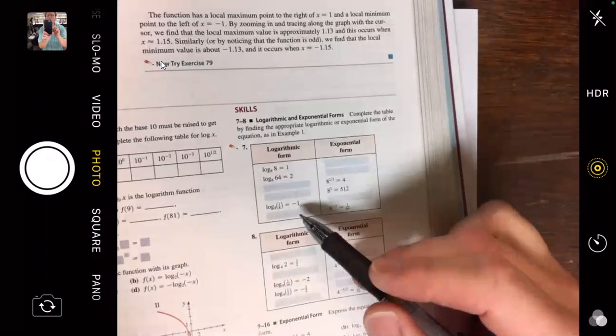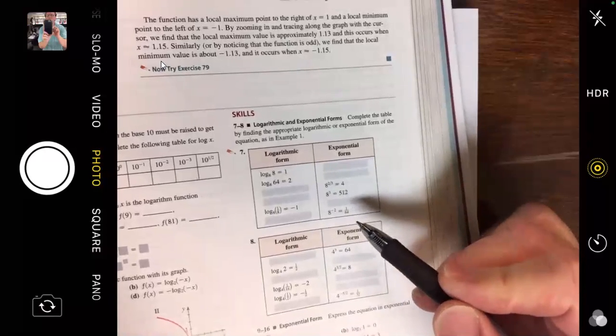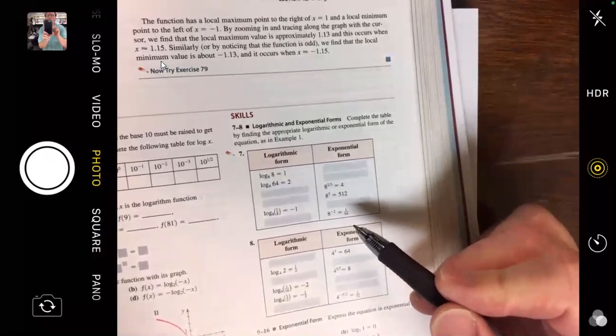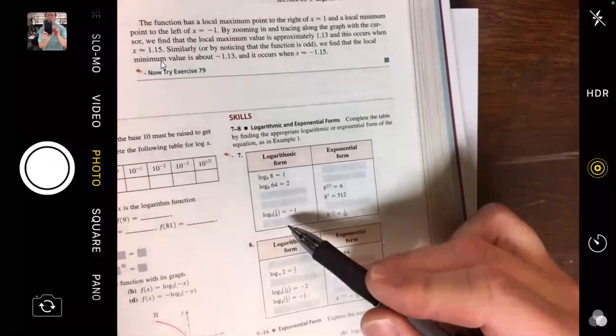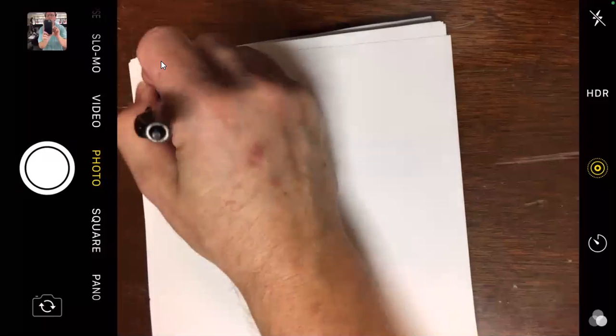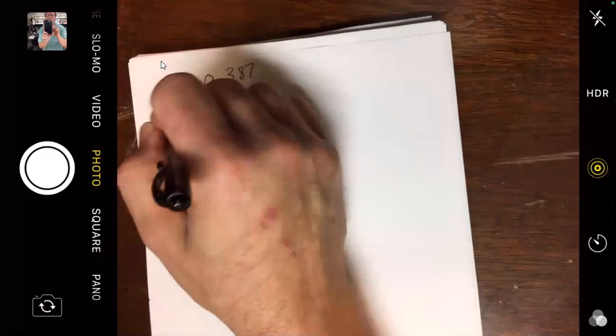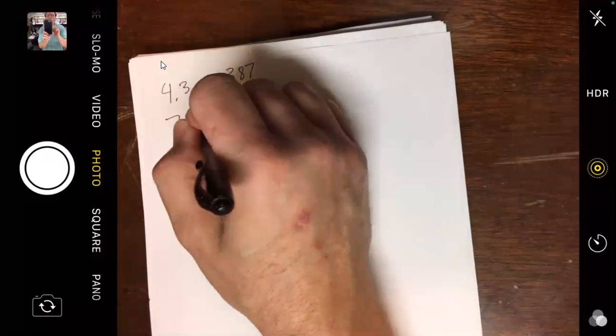So we will start working some problems here. Just walk through 4.3 and 4.4, working some problems. In 4.3, we'll start with some logarithmic forms to exponential forms. I think we got down to, we'll try the last two here. 4.3, page 387, number 7, last two rows.